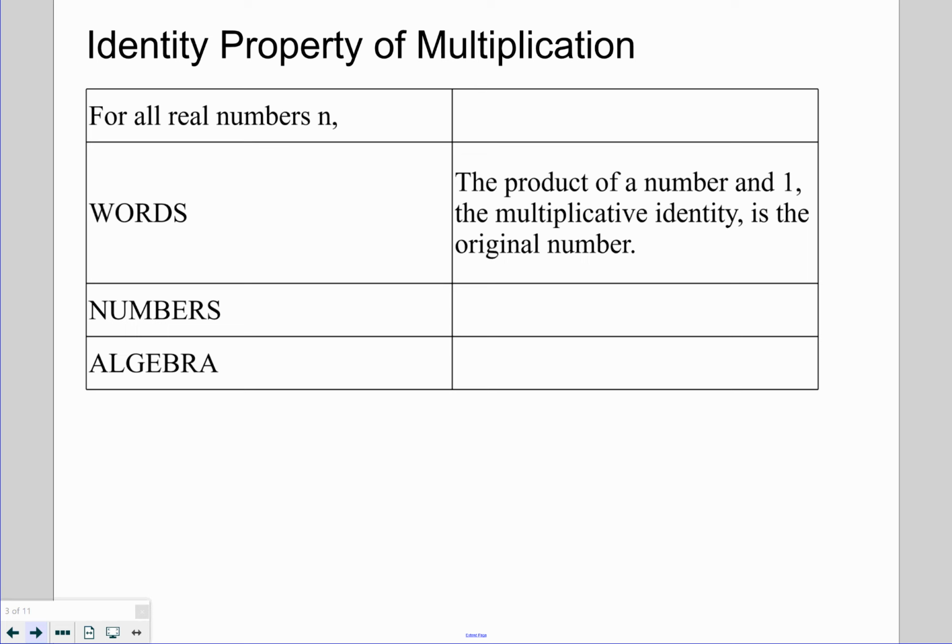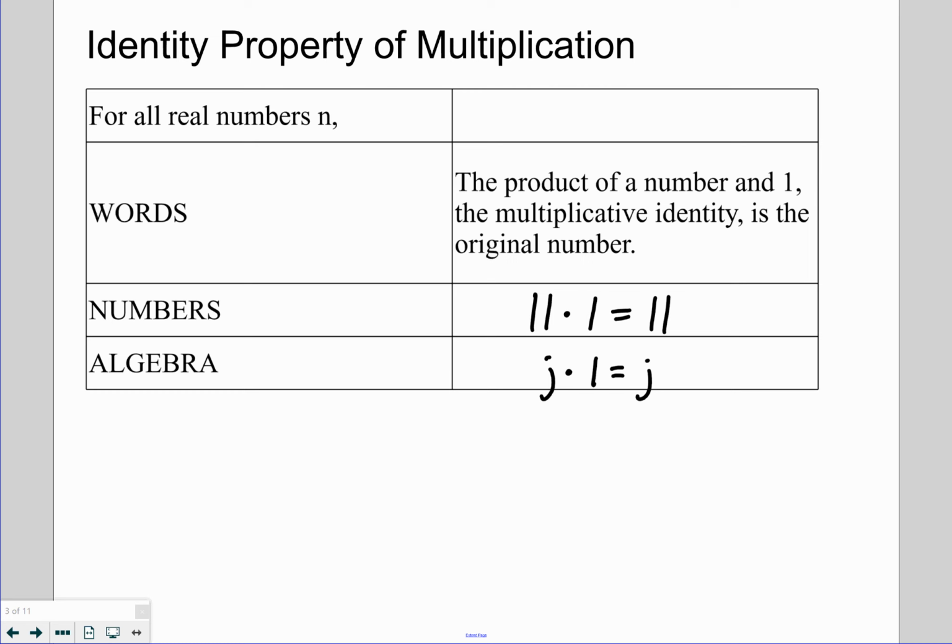Another identity property, but this time with multiplication. The product of a number and 1 is that original number. All right, so let's go with Angel. Your favorite number? 11. I love it. 11 times 1 equals 11. Algebraically, we're going to use J for Jacob. J times 1 is J. So it looks like a 1.